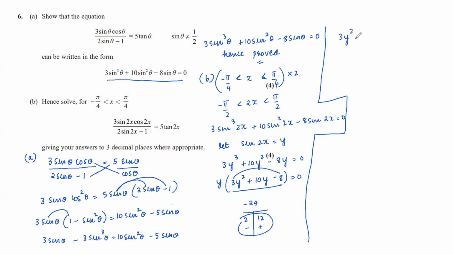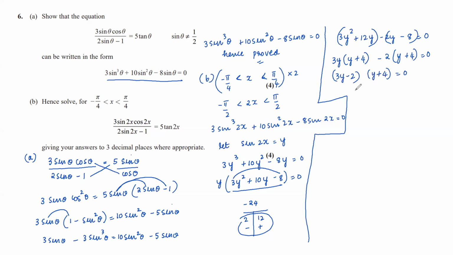3y squared plus 12y minus 2y minus 8 is equal to 0. Keeping the middle sign as it is, splitting them into two groups: 3y into y plus 4, minus 2 into y plus 4, since minus into minus is plus 4, is equal to 0. So (3y minus 2) into (y plus 4) is equal to 0. We will get y equals 2 by 3 and y equals minus 4. Along with that, we have this y that we need to keep, so we equate this y as well. So y equals 0 will also be there.